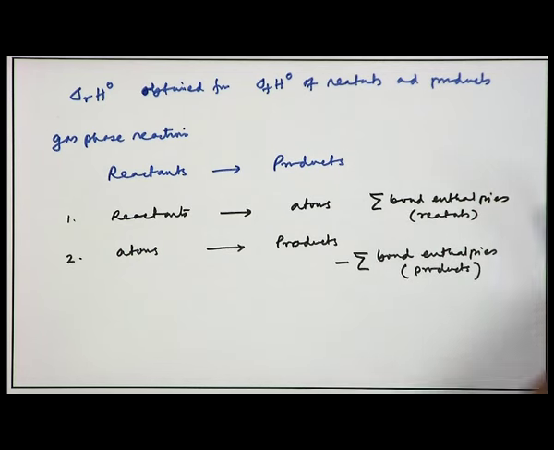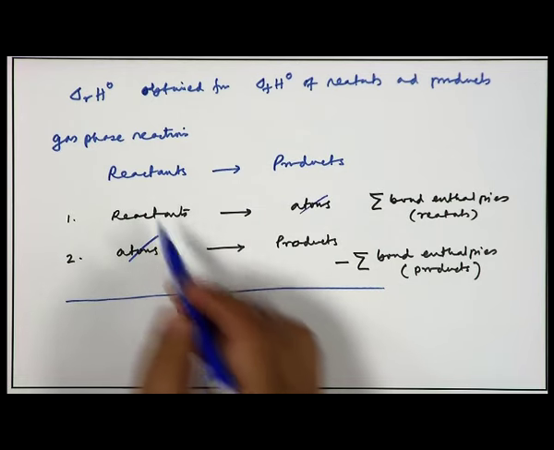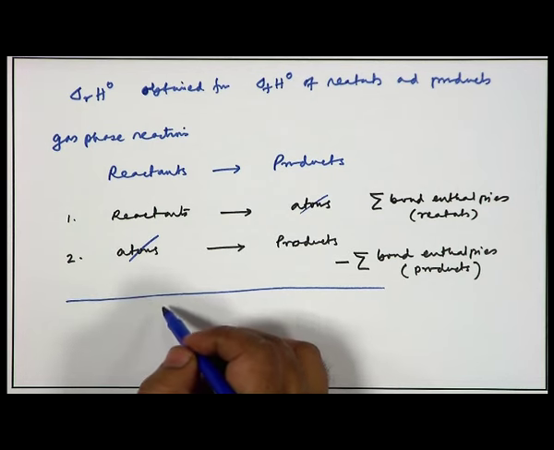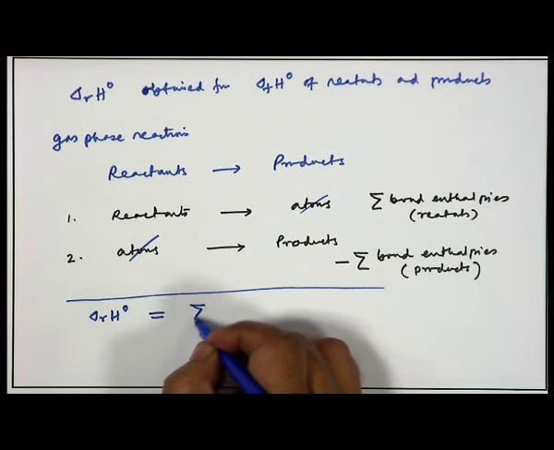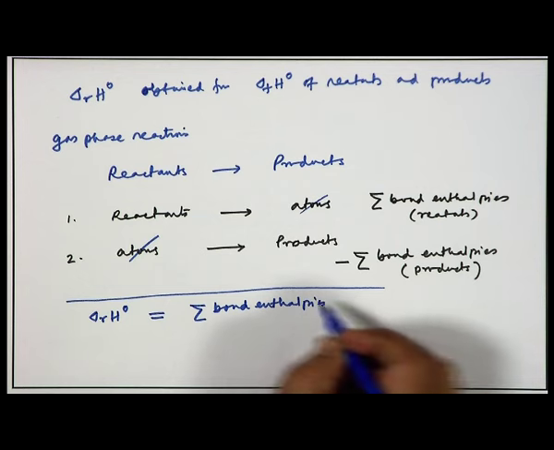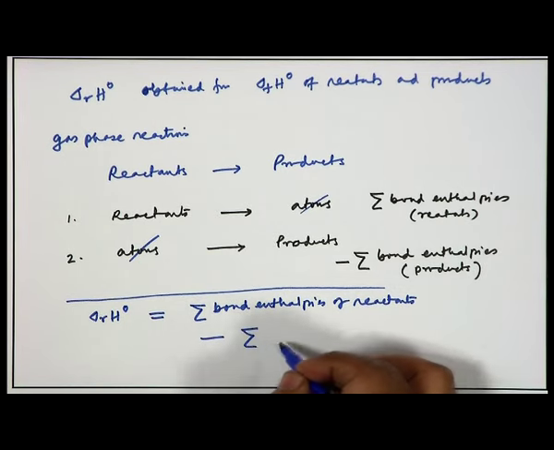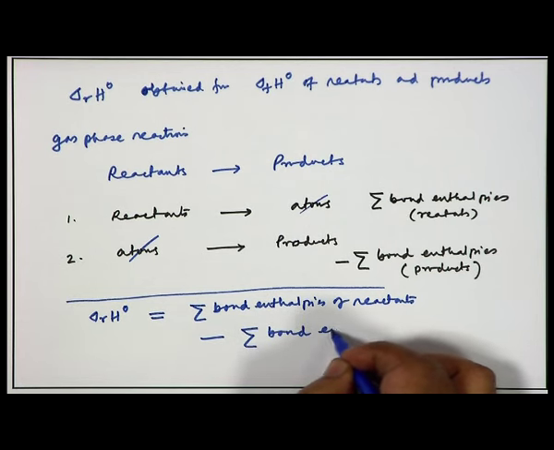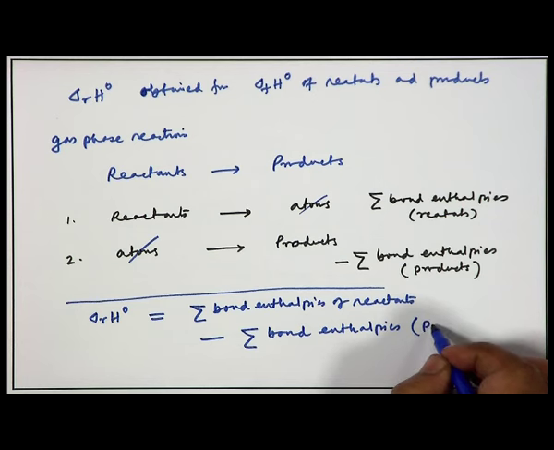So, now, if we add these two reactions, then the intermediate cancels out, and we get back our reaction from reactants to products. So, the delta H R, the standard heat of reaction, can now be obtained from the summation of the bond enthalpies of reactants minus the summation of the bond enthalpies of products.